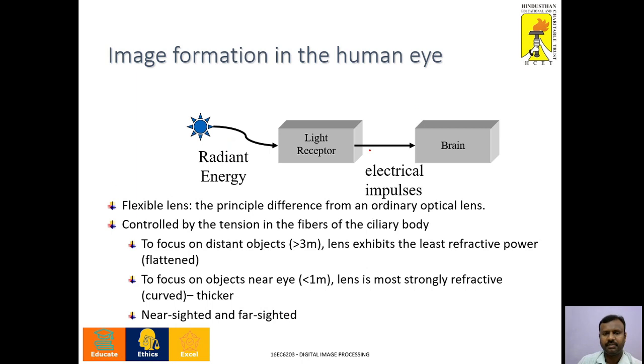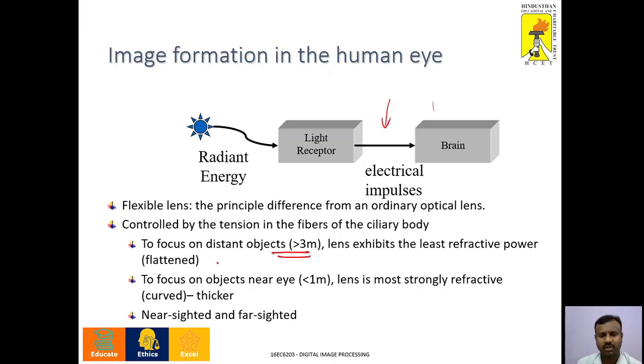Next is image formation in the human eye. Actually, to perceive any object, we need a light source. Naturally, the light source in the daytime is sunlight. If the sunlight falls on any object, the light is reflected from that object and reaches our eye. Our eye captures those light waves, which are then transmitted to the brain through the optic nerves. Then in the brain, all these interpretations happen.